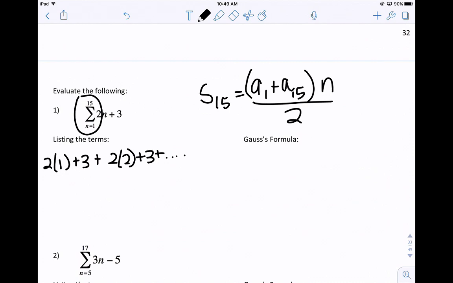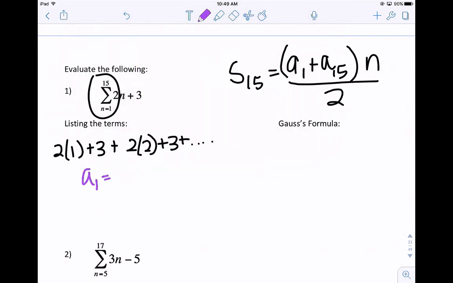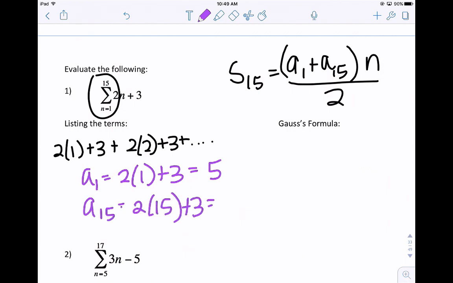Okay. All right, so we need the first term. The first term, I'm going to do my work over here. First term, 2 times 1 plus 3, which is 5. We need the 15th term, 2 times 15, which is 30, plus 3. That is 33. All right, so now we can plug into Gauss's formula. We have everything we need.